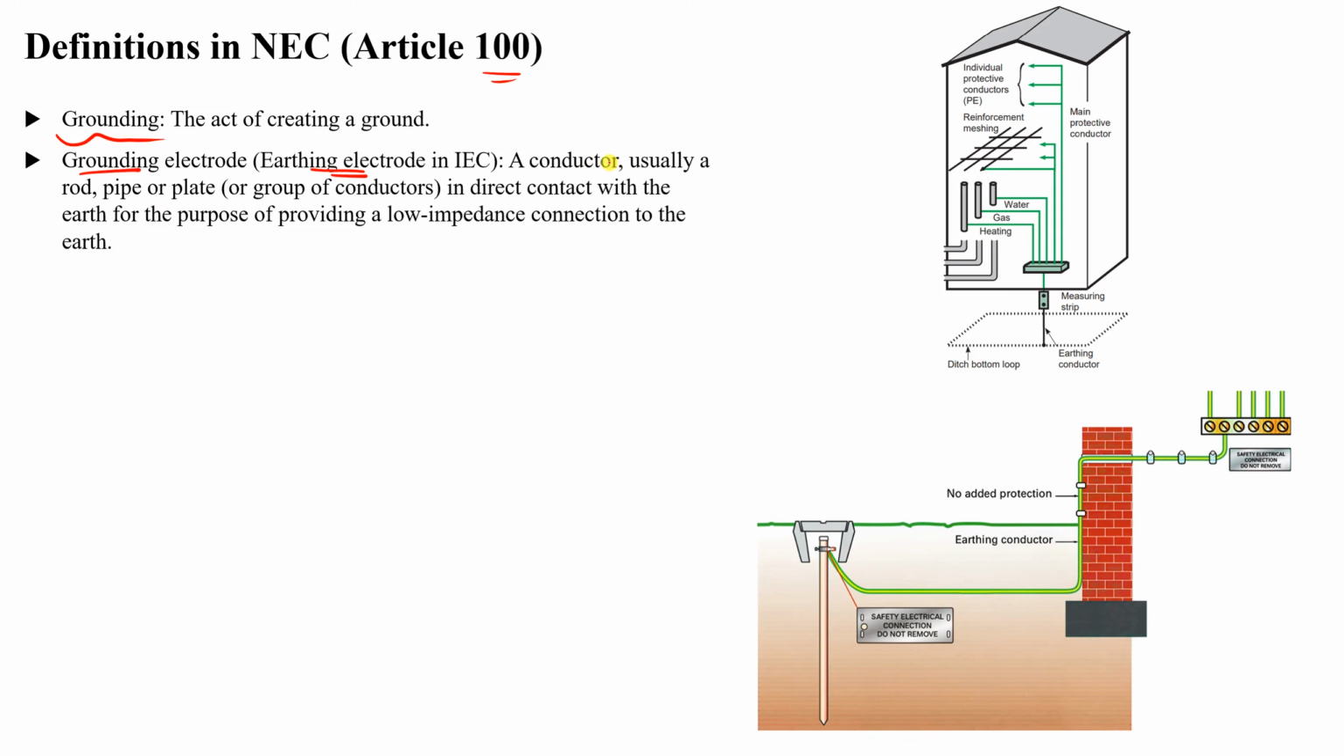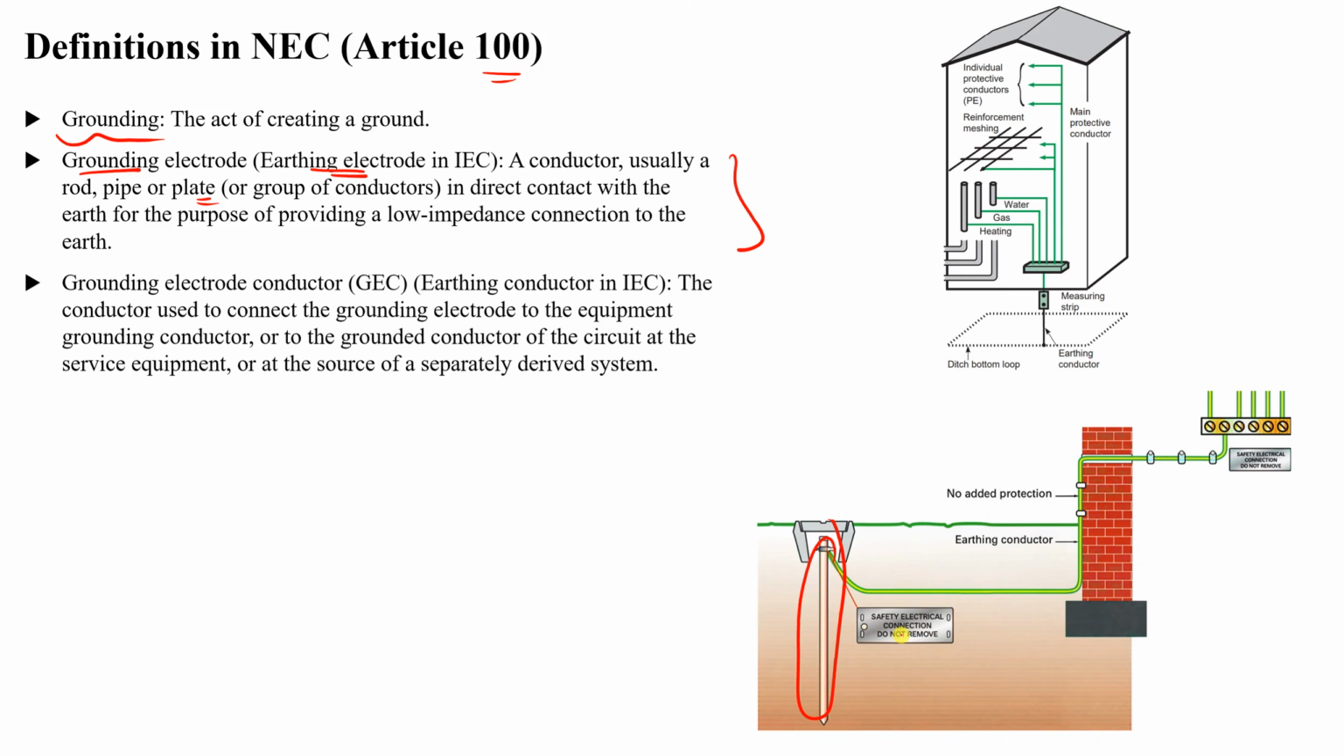As you can see, it can be a conductor like a rod. This one is a vertical rod, or it can be a pipe or a plate, which are among the configurations we are going to see, in contact with earth for providing a low impedance or low resistance connection to the ground. Also, we have another definition, the grounding electrode conductor, GEC, which is exactly similar to the earthing conductor. So see this one? We call it the earthing conductor, or in NEC, the grounding electrode conductor. Same terminology.